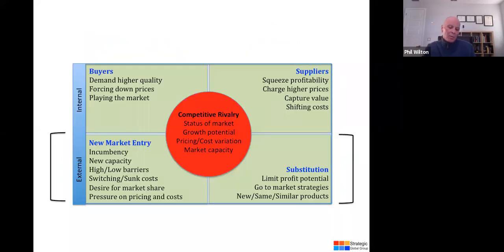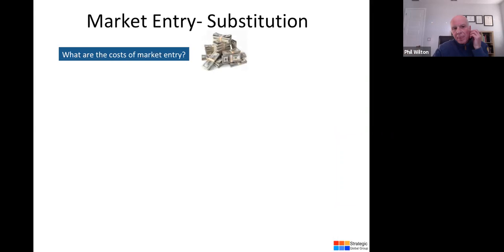So then we're going to look at new market entry and substitution. And again, we're going to do the same kind of vein. We're going to have a look at what are the costs of market entry. The organization or business has to weigh up the cost-benefit ratio and decide if the costs are not too high to enter that market.